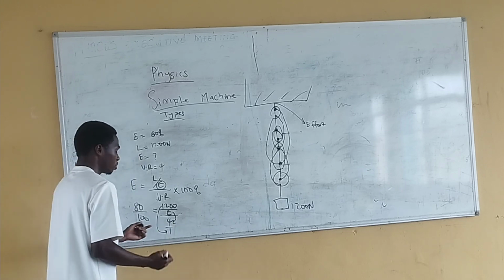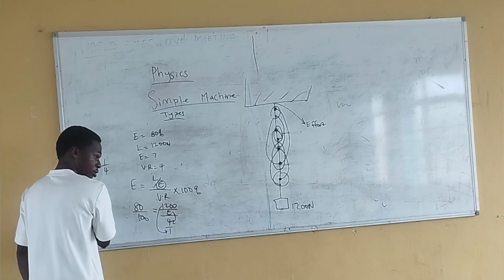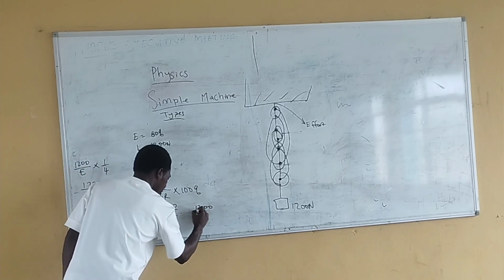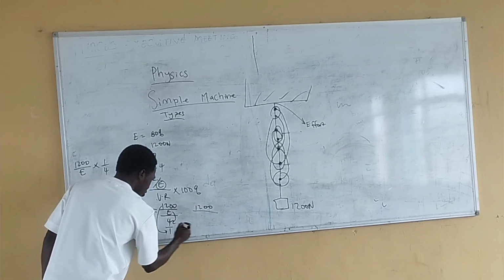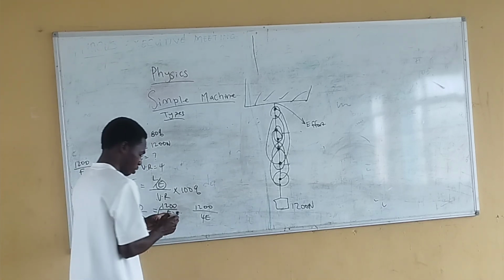Look at it. You can do far and far, near and near. This times this is 1200. Then this times this is 4E. That's far and far, near and near. You understand? Far and far, near and near is also the same thing.